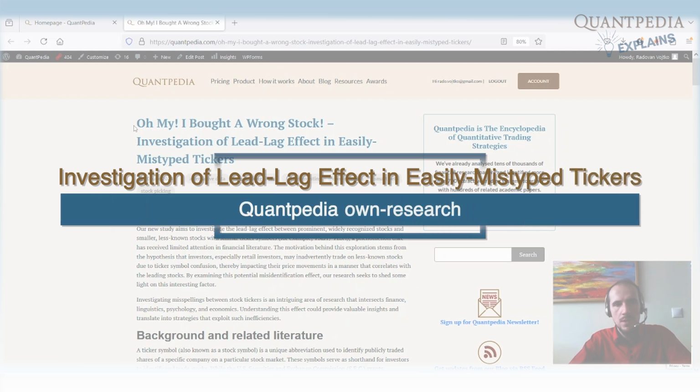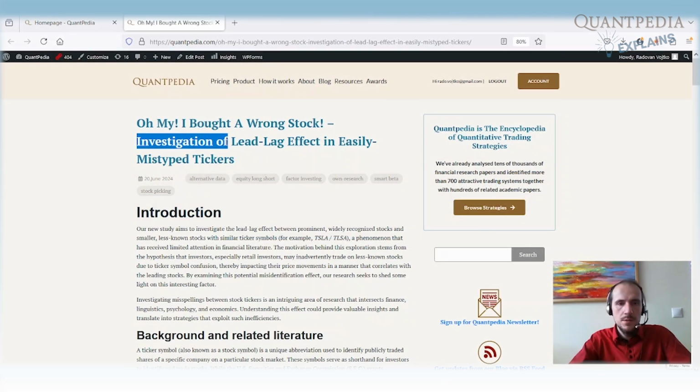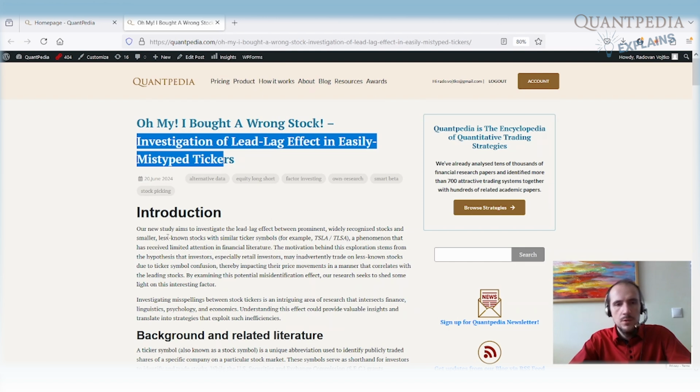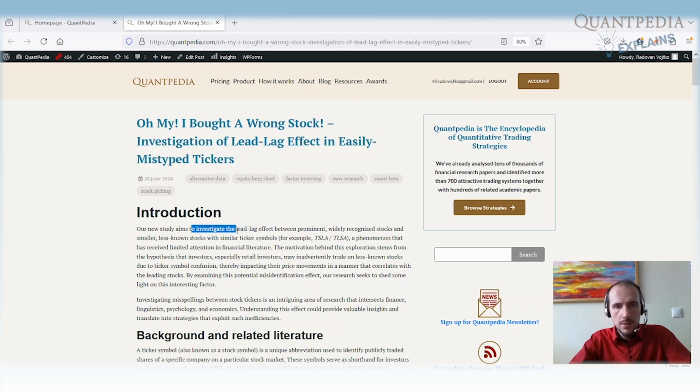It's called "Oh My, I Bought the Wrong Stock. Investigation of lead lag effect in easily mistyped tickers." What is that article about? We are trying to investigate the lead lag effect between prominent, widely recognized stocks and smaller, less known stocks with a similar ticker symbol. So we have an example.